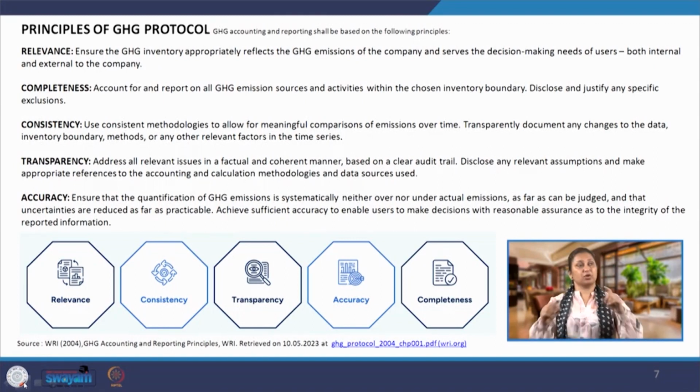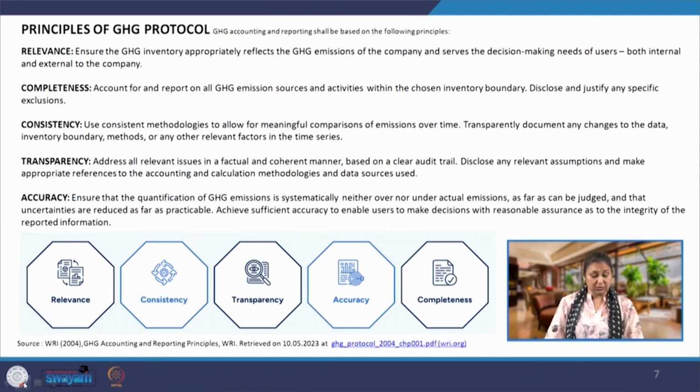While we might be thinking, okay, I have considered everything within this building envelope, the materials, the energy consumption that is going in, and a lot of things, a small thing like this which might eventually have a huge impact is left out. This is what we are talking about as completeness: all the emission sources and activities within the chosen inventory boundary have to be included, they have to be complete. Only then will we be really reporting the correct GHG emissions. So, this is completeness. Then we are talking about consistency.